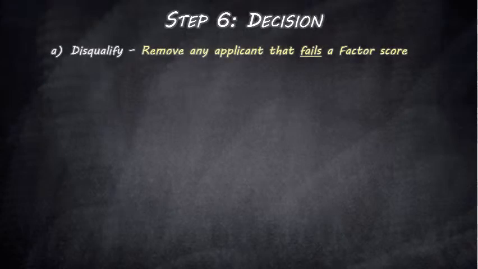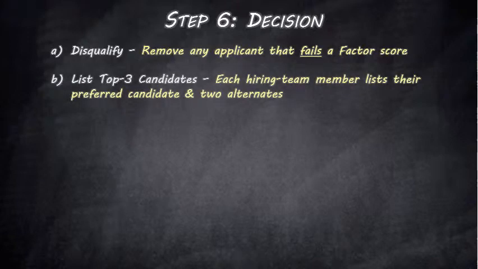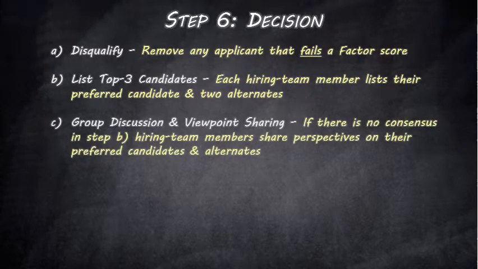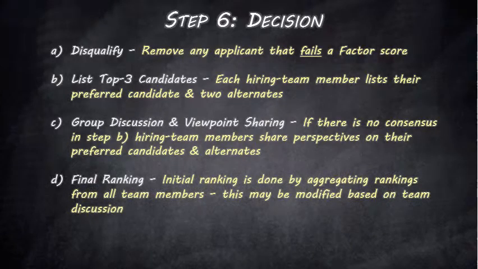We filled in the factors. Now it's time for a decision. First, we disqualify any applicant that fails a factor score. Next, each hiring team member lists a preferred candidate and 2 alternates. These top 3 lists become the basis for a group discussion and viewpoint sharing. If there's no consensus, they can have a discussion about why they prefer one candidate over the other. This is intended to develop a final ranking.